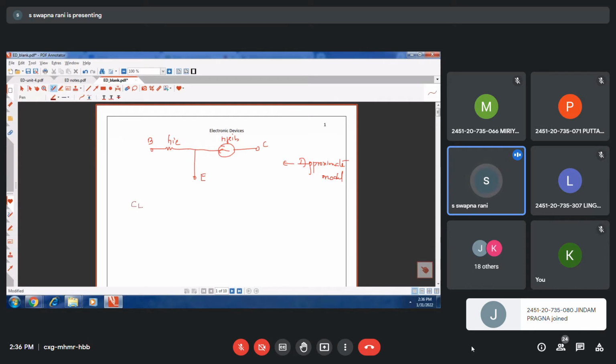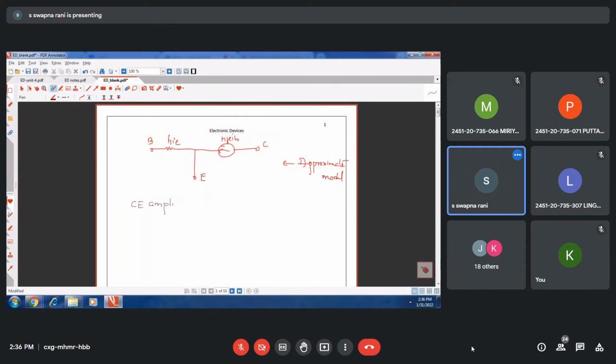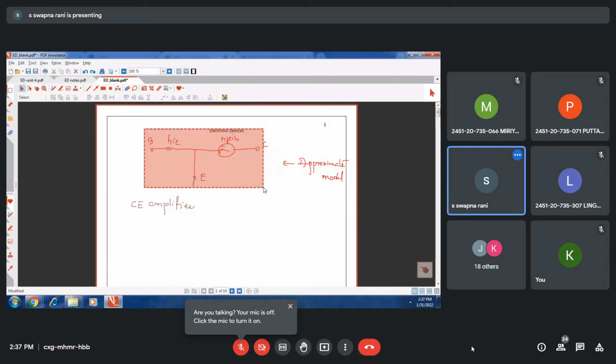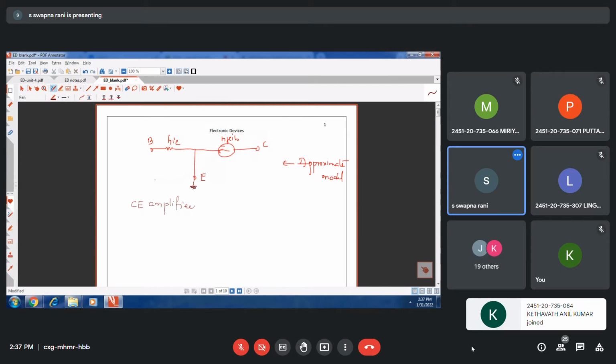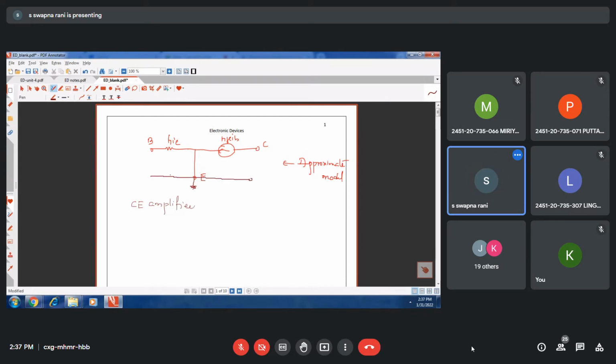Suppose I want to draw the common emitter amplifier. Now I want to draw the common emitter amplifier. So the emitter is grounded. So this will become the emitter. Base and emitter are the input terminals, collector and emitter are the output terminals.